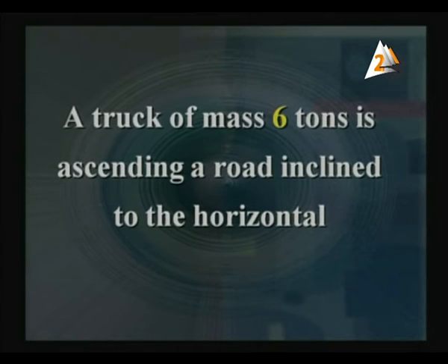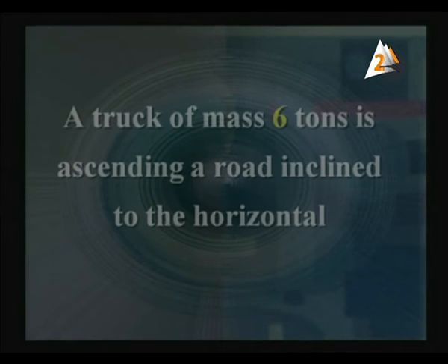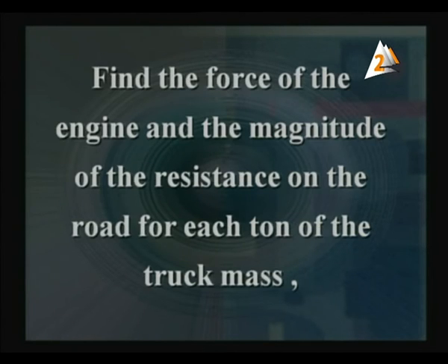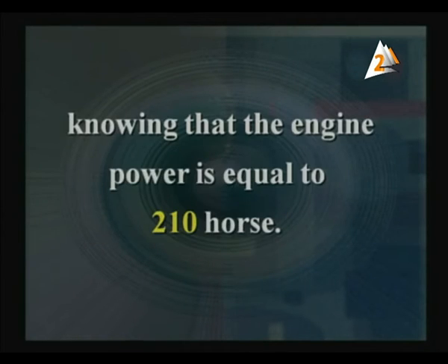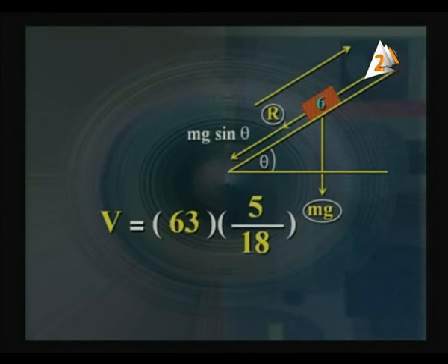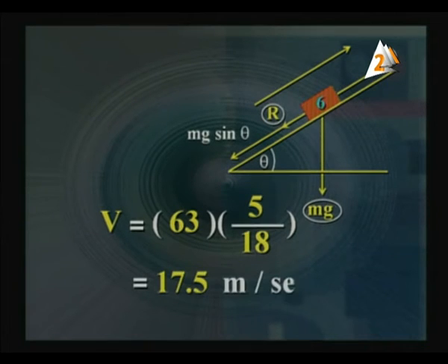A truck of mass 6 tons is ascending a road inclined to the horizontal with an angle of inclination whose sine is 1 over 100, with a maximum velocity of 63 kilometers per hour. Now, find the force of the engine and the magnitude of the resistance on the road for each ton of the truck, knowing that the engine power is equal to 210 horses. Now, the velocity V equals 63 times 5 over 18, which equals 17.5 meters per second.